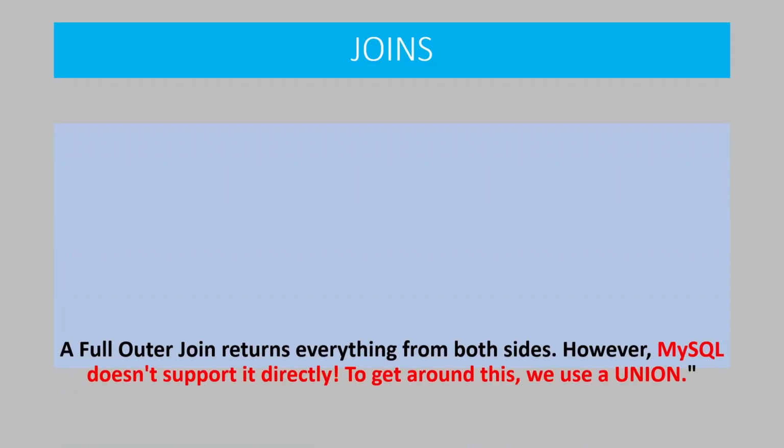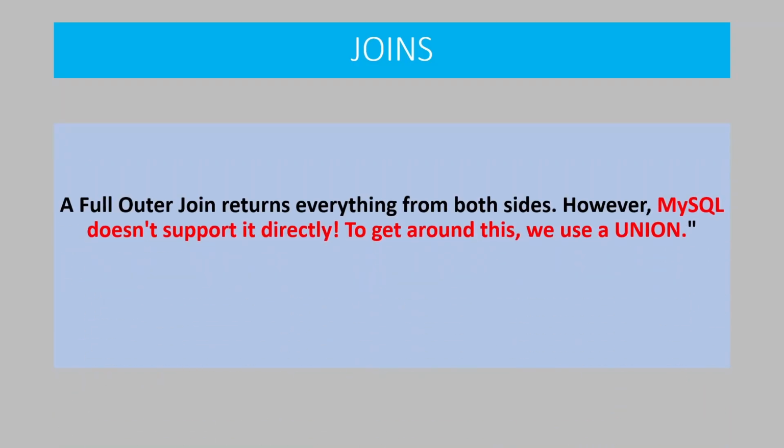There is a fourth join, which is called full outer join. Full outer join returns everything from both sides. However, MySQL doesn't support it directly, so we must use the union function to perform the outer join. But full outer join works well in BigQuery, Google's BigQuery. BigQuery is similar to a MySQL workbench, but it is primarily available with Google. So in that you can use full outer join, but in MySQL you need to use union.